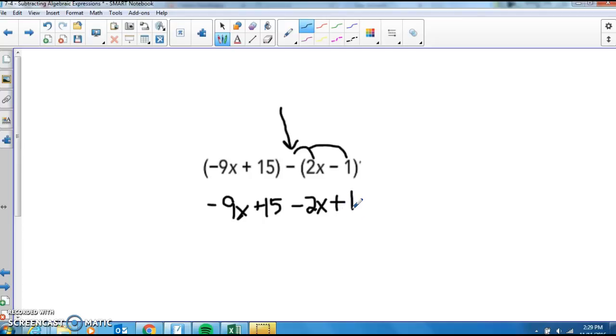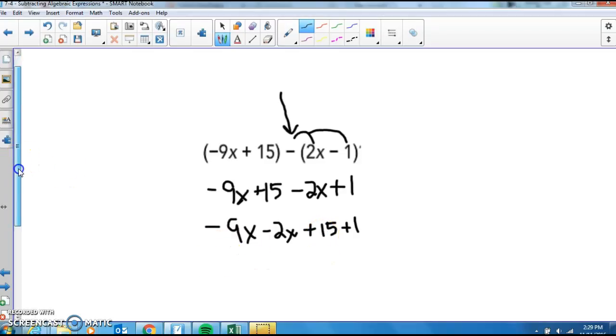And the step that I usually don't do because I just never got in the habit of doing it, but I think it's an important step, is if you want to, let's regroup everything so that our like terms are together. So I've got my negative 9x. I'm going to put with that my negative 2x. A lot of students think this is an easy way to group everything together so that you can see what needs to be combined. I'm going to take my plus 15 or my positive 15, and I'm going to group it with my plus or positive 1. All right, now I have my like terms together.